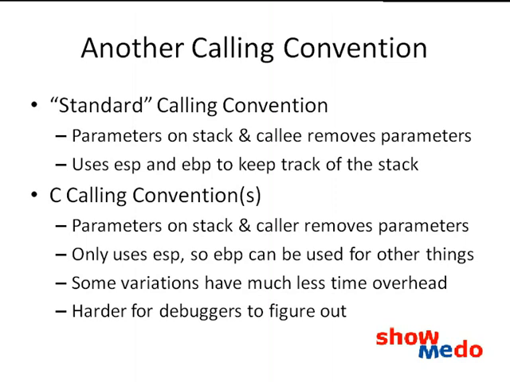So why would we ever want to use the standard calling convention? The C calling convention can be much harder for debuggers to unravel, because they need to rely on simple code to figure out the size of each stack frame. That's why compilers doing a debug build often use the standard calling convention, where the saved EBP values mark the stack frames.